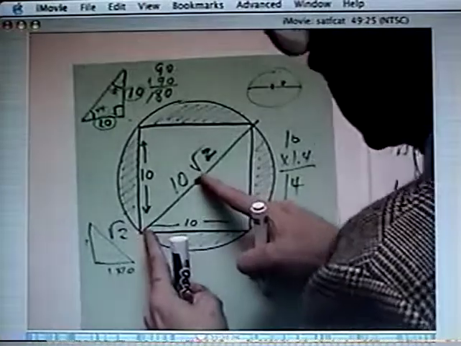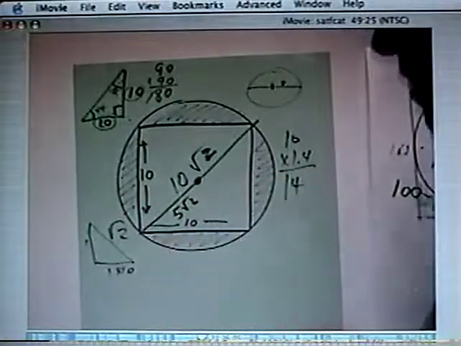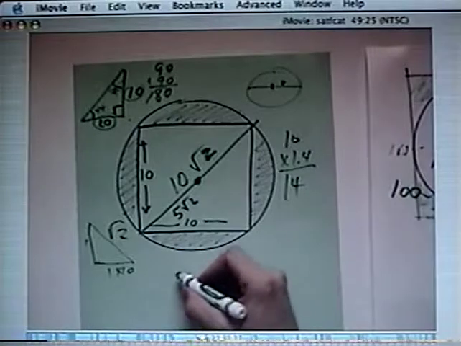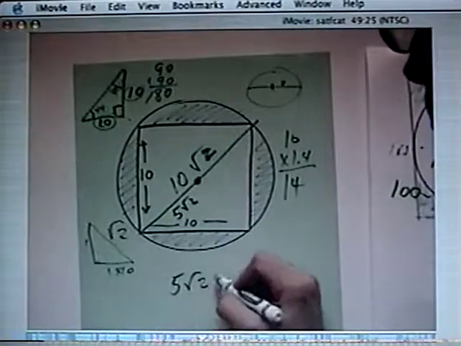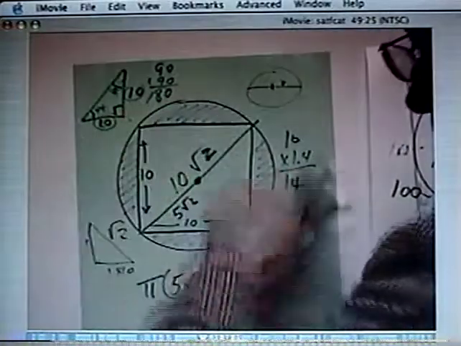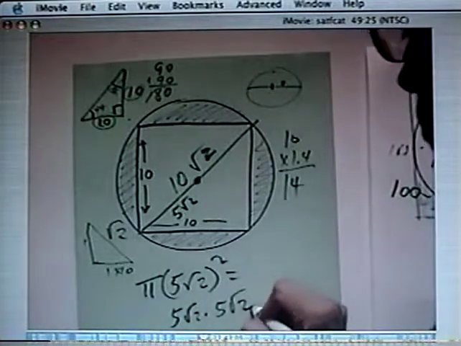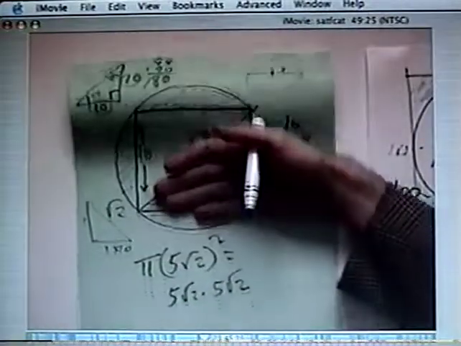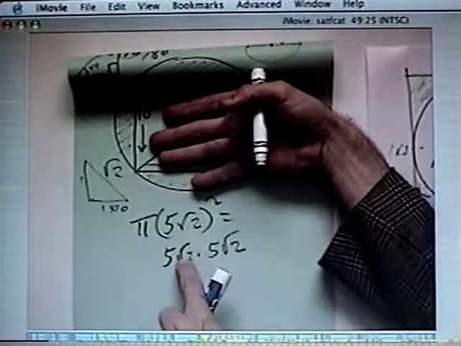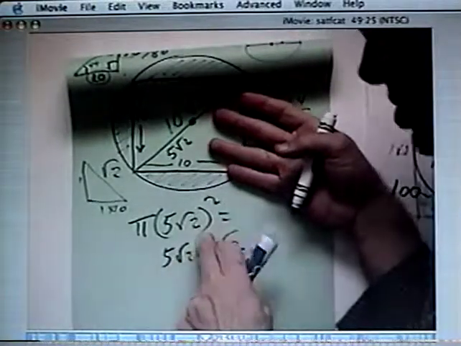And so this section here is 5 root 2, or it's about 7. Now we can get the area of the full circle by saying 5 root 2 squared times pi equals the entire thing. It means it's 5 root 2, 5 root 2. When we multiply 5 times 5, that's 25. Root 2 times root 2, and put those two together and make 2.